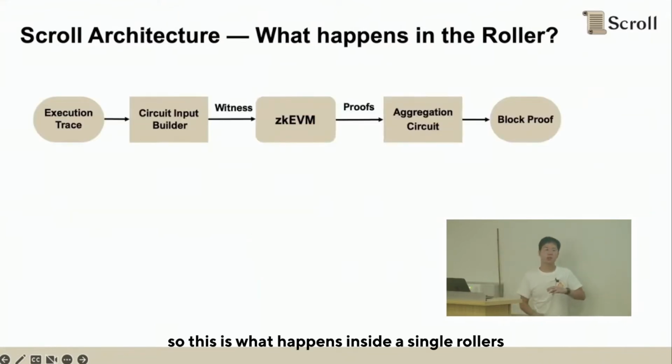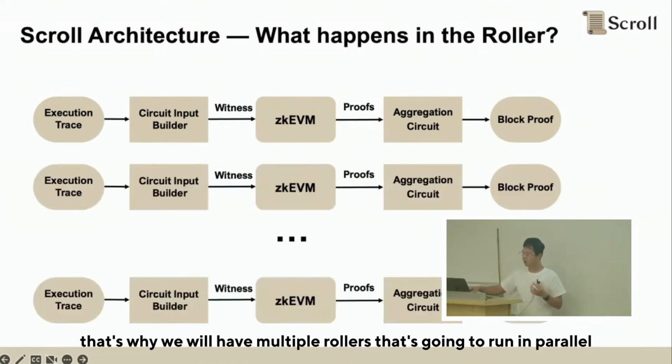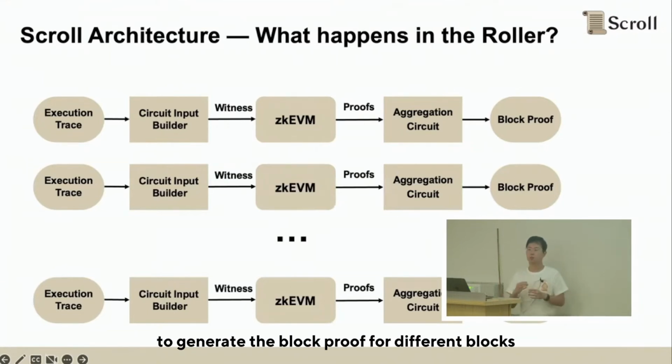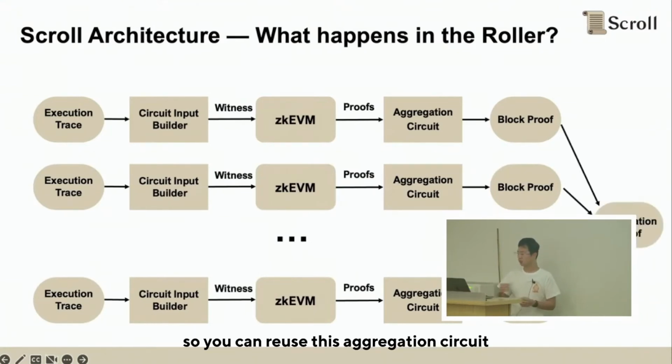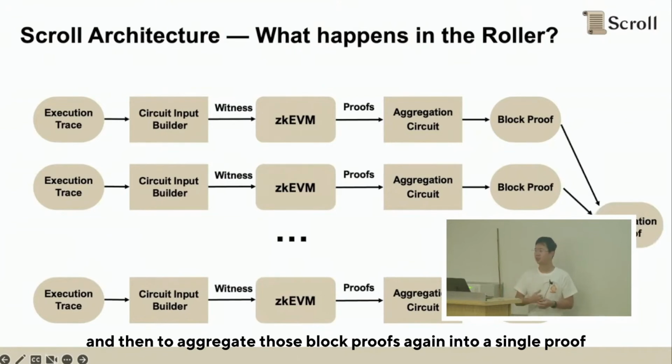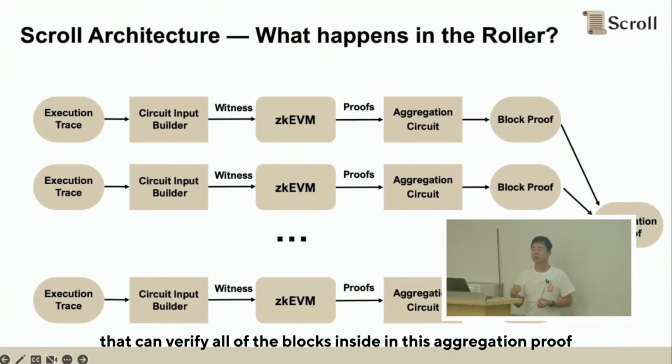Okay, so this is what happens inside a single roller. But usually it takes a longer time to generate a single zkEVM proof than generating a block. That's why we will have multiple rollers running in parallel to generate the block proof for different blocks. And if you want to further reduce the overhead of the verification on layer 1, you can reuse this aggregation circuit to aggregate those block proofs again into a single proof, so that you only need to verify a single aggregation proof that can verify all of the blocks inside this aggregation proof.